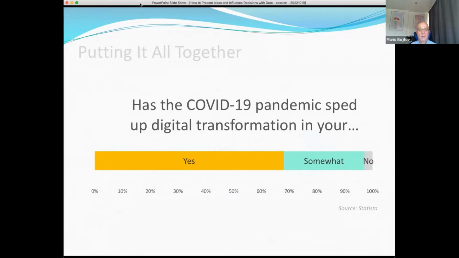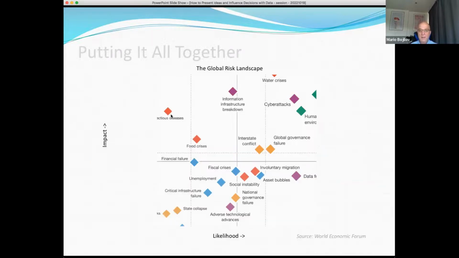Now, has the COVID-19 pandemic sped up digital transformation in your company? Absolutely. 67% of the people are saying yes, and another 20-something% are saying somewhat. So we have 97% of the people saying yes or somewhat. So digital transformation is here, which means that the increased use of digital technology is here. That brings with it a number of risks.